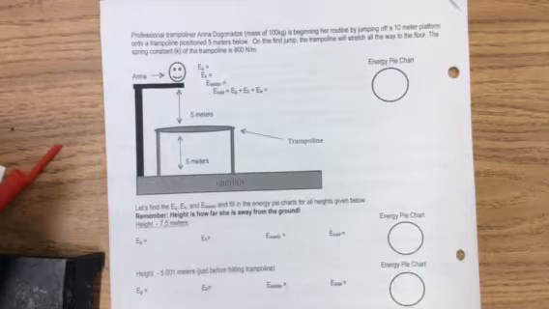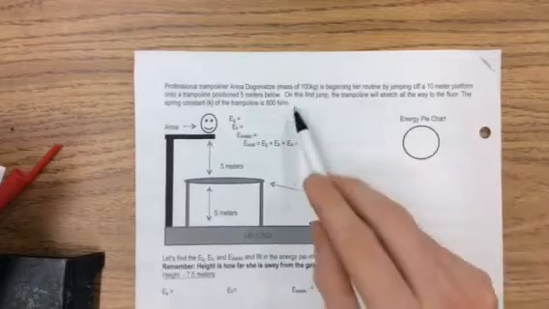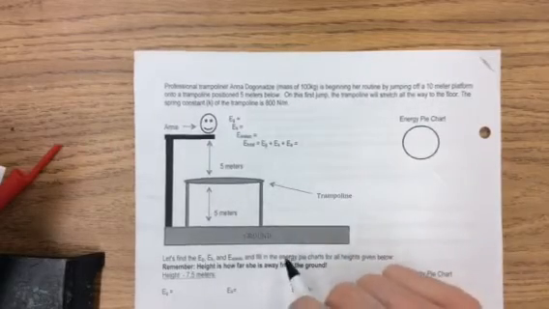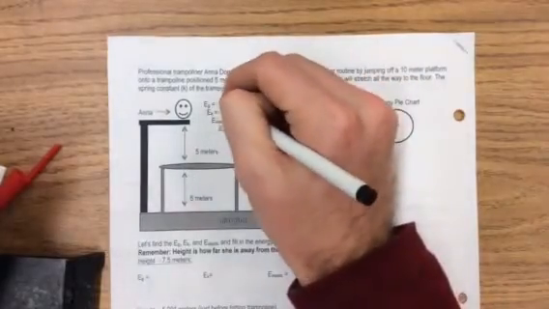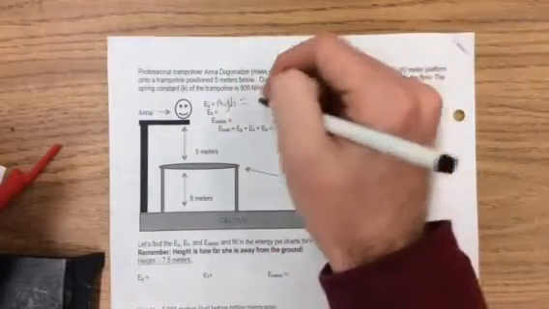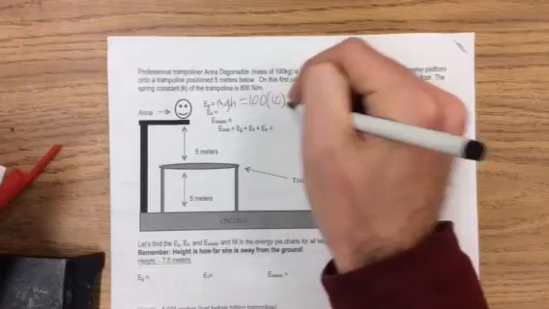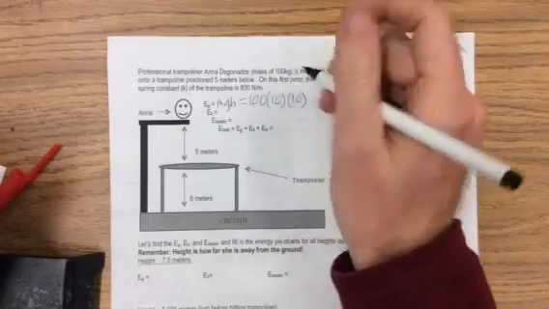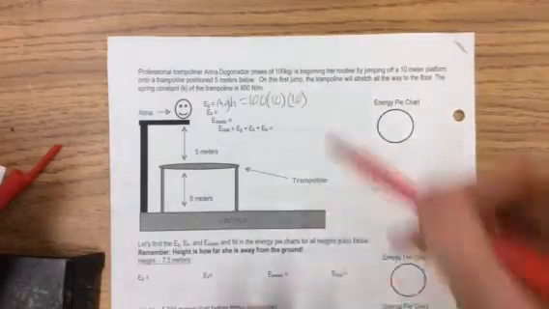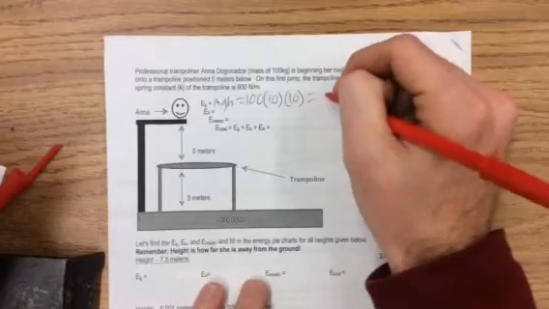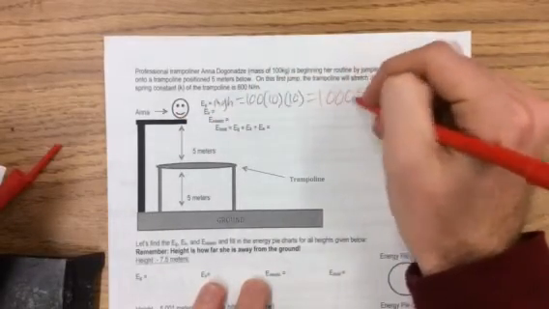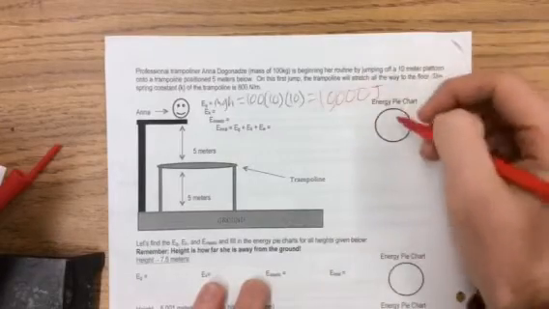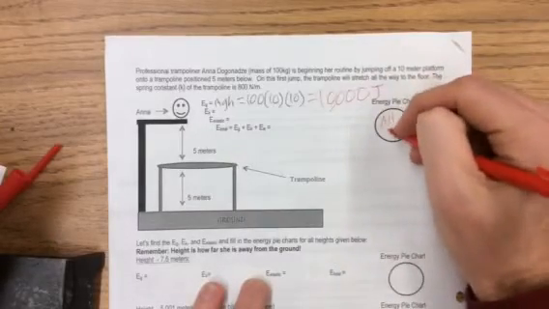The back page here is pretty close to what it was in the packet. In fact, I even used the same mass and height. So I did not do the first step for you. EG equals MGH, and you're going to have 100 times 10 times the height of 10. The 10 is G, the other 10 is the height. So we have a gravitational potential energy at the top of 10,000 joules. And the energy pie chart is all EG.